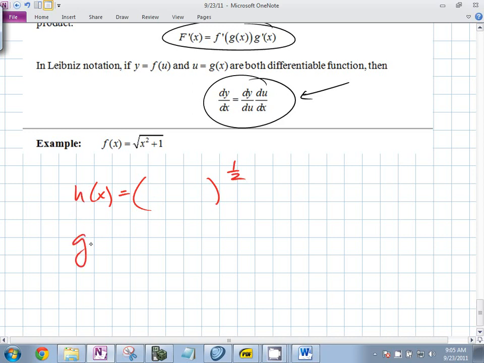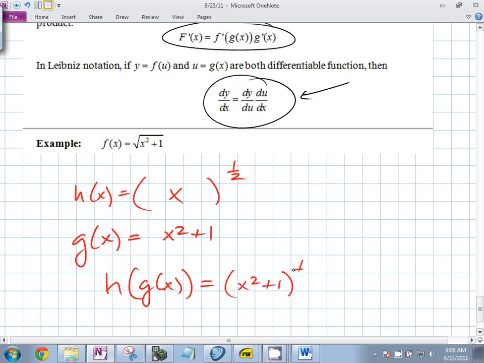What is h of g of x? h of g of x is (x squared plus 1) to the 1/2 power. No, we're not taking the derivative. We're taking g of x and we're plugging it inside h of x. The original equation, exactly. So what we've done is we've taken an equation and we've pulled it apart into two functions.